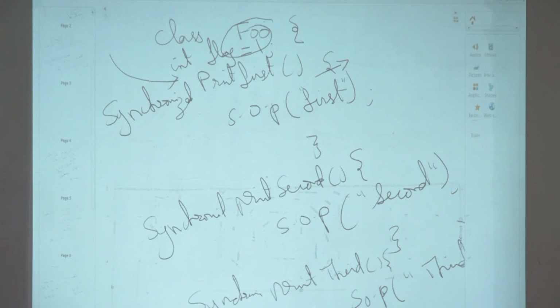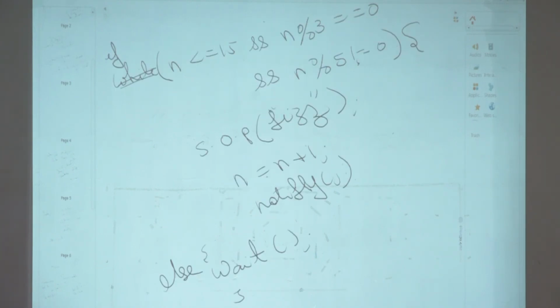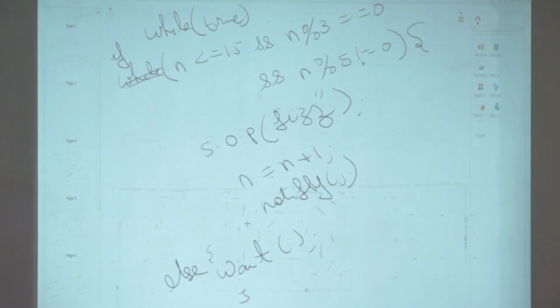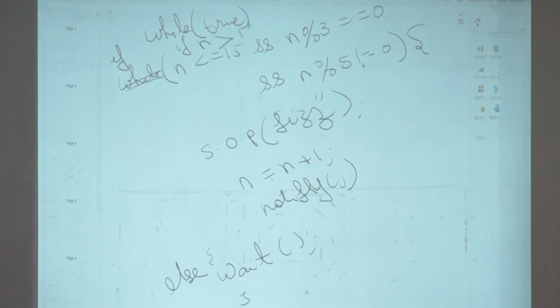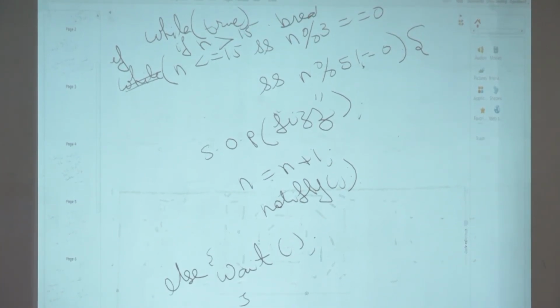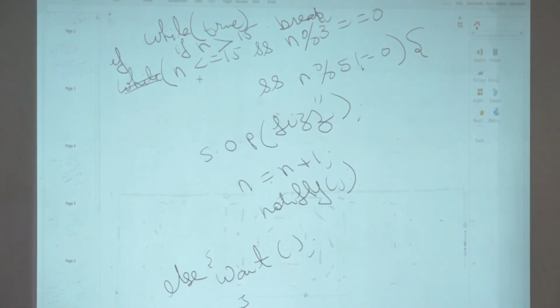Sorry, this is next, no? This one only. This whole thing I will put in while true or while 1. I will keep doing this. Now, if I find at the end of this condition, if n is greater than 15, I will do a break. Okay, I need a break. I don't need to do anything.